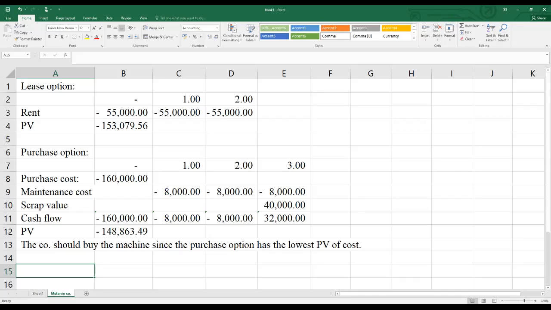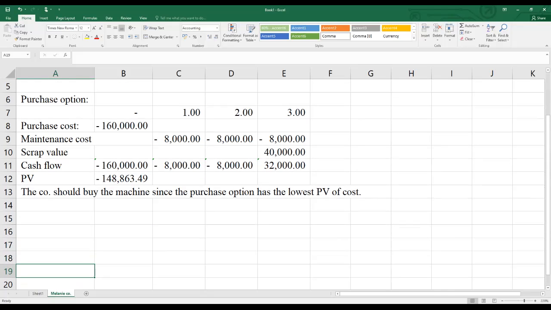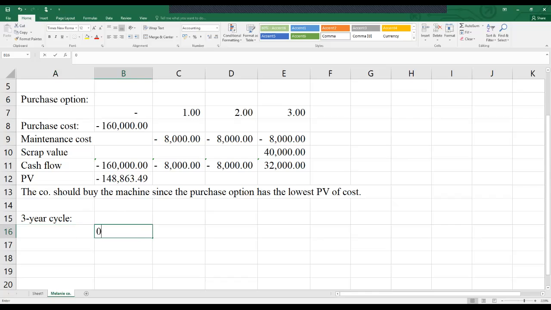So what would be the residual value for year 1, year 2? You only want to do year 3 and year 4. Okay, fair enough. So maybe a 3-year replacement cycle. Therefore, I have year 0, year 1, year 2, year 3.